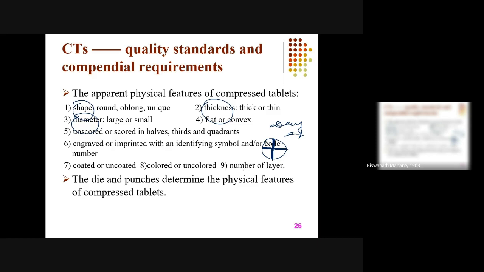Die and punch determine the physical feature of the compressed tablet. What kind of die and punch you are going to take, that will also determine the shape and size and all other property, physical appearance of those things. More controlled manner. Someone has to go through those requirements when they are going to choose for quality control.